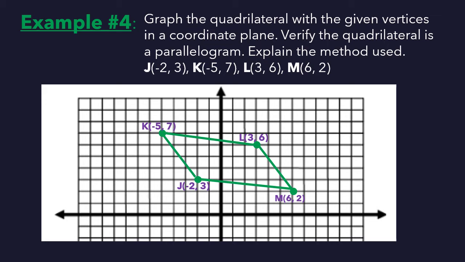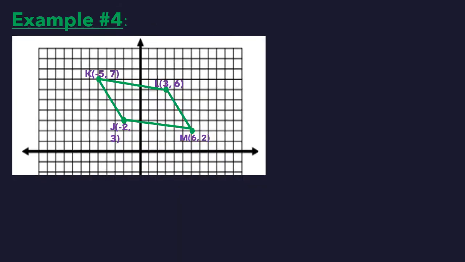So I want you to take a minute, hit pause, and plot the points on your coordinate grid. It will be extra helpful if you actually label them with the letter and the point's X and Y value so that we can use those for our problems. Once you have the quadrilateral plotted, hit resume and we will continue on. All right, welcome back.